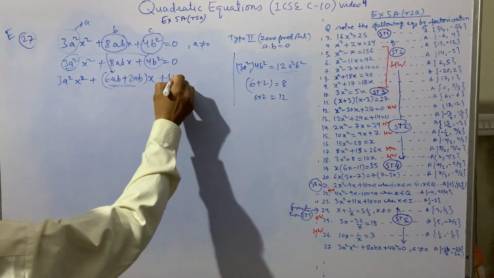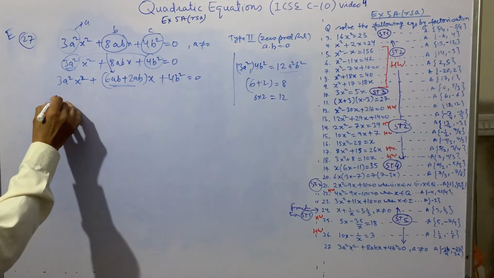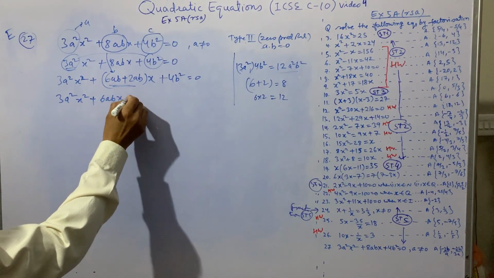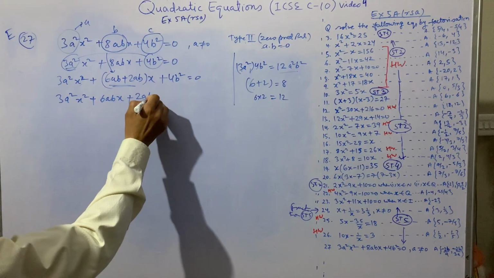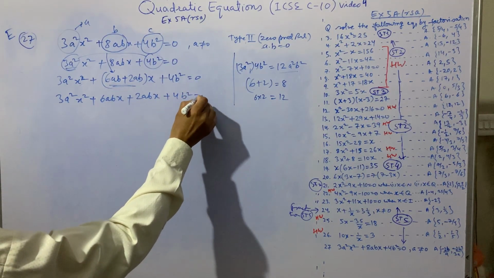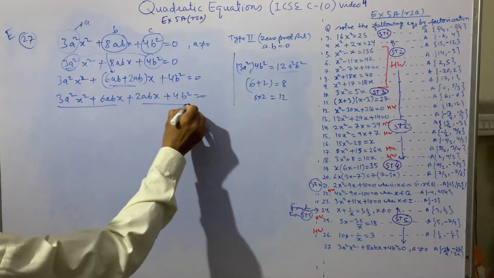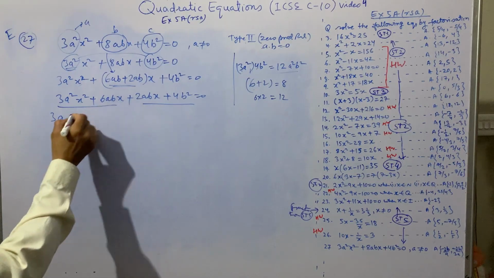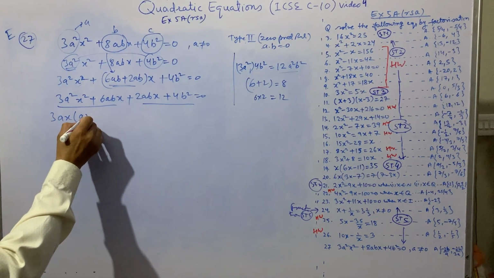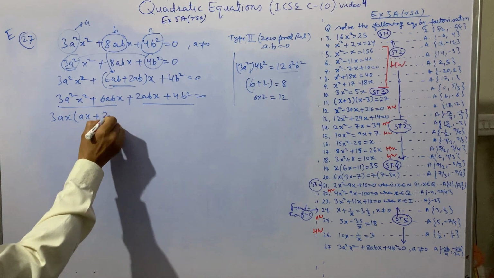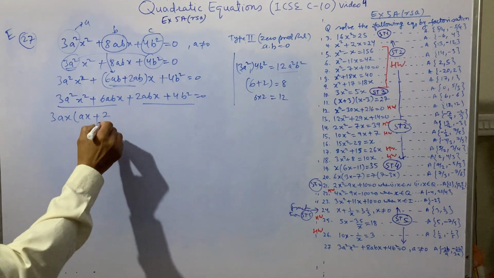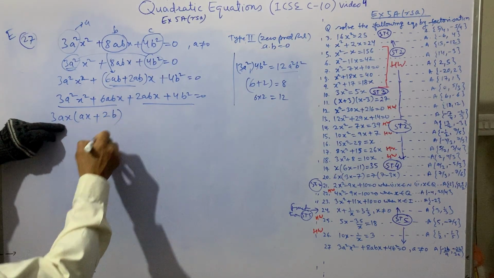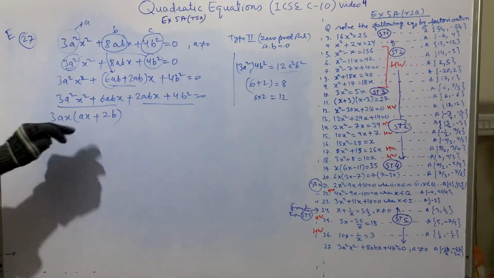So then write down the equation: 3a square x square plus 6abx, on opening the bracket, plus 2abx plus 4b square is equal to 0. On pairing, we take out the common 3ax, so we are getting ax plus 2b inside, and 3ax times 2b gives 6abx.